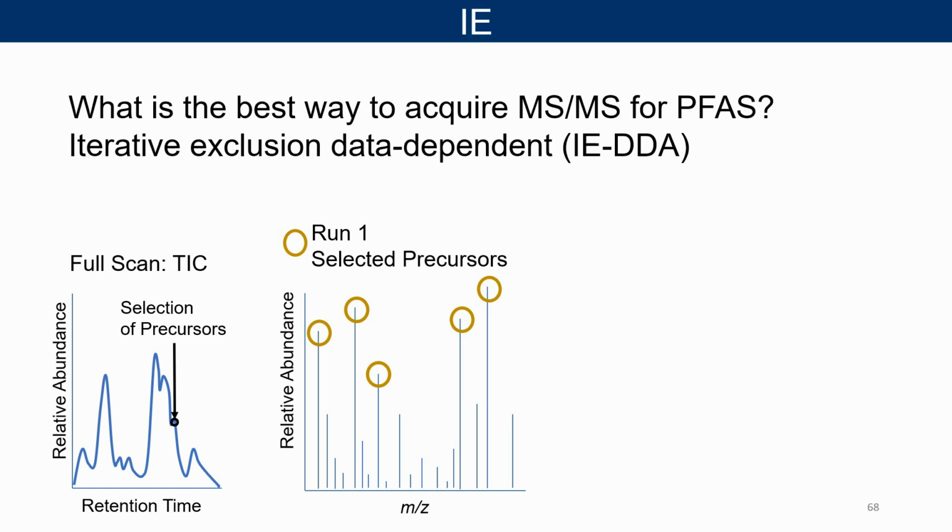So in the simplest case, you take an initial injection, and again, now we only get the top 5 most abundant ions.